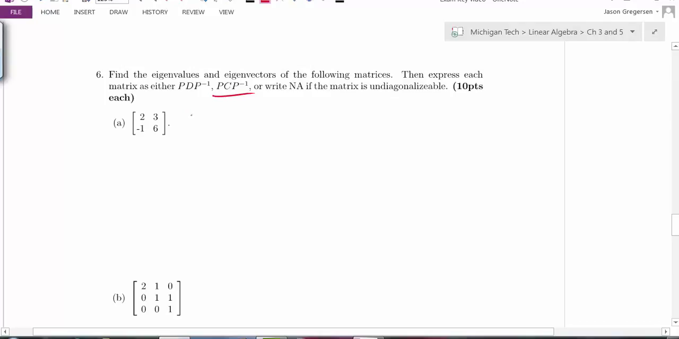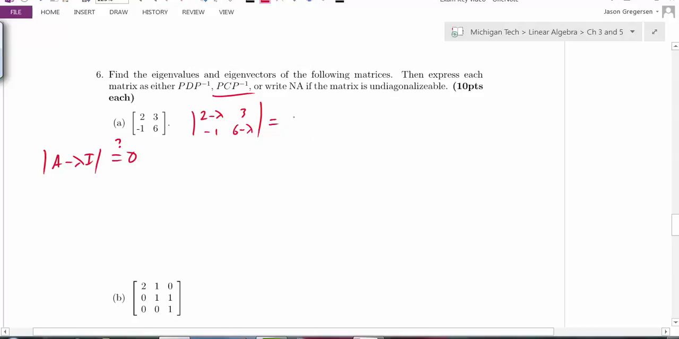First, we've got to find our eigenvalues, which means we have to take the determinant of 2 minus lambda, 3, negative 1, and 6 minus lambda. Remember, our steps in general are first to find the eigenvalues using A minus lambda I, finding that determinant, and finding out when that thing is equal to 0. And that's what we're doing in this step.